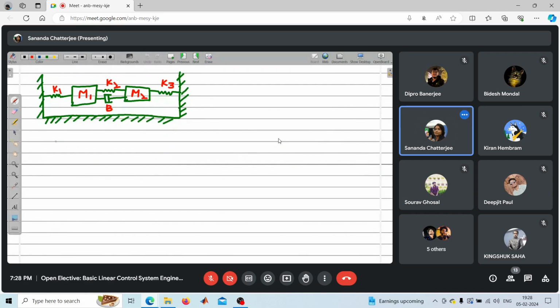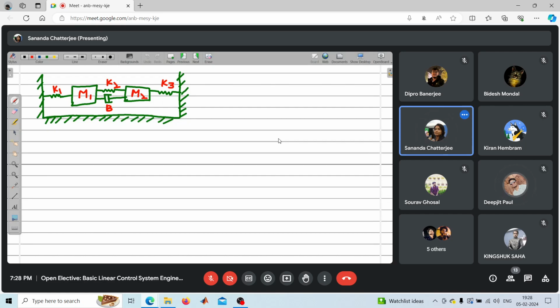So by seeing this, can you tell me how many energy storing elements are there? This damper is an energy dissipating element. There are 3 springs involved and 2 mass elements. Do you agree? Yes, ma'am. Okay. So in total, how many energy storing elements are there? Total 5.